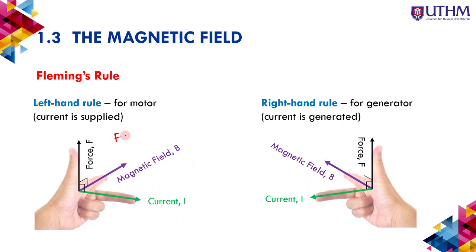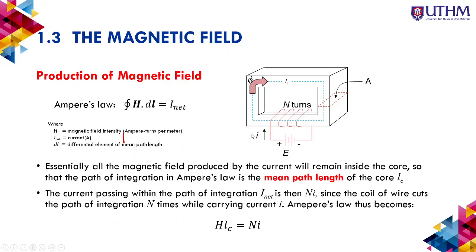Okay, FBI. Always remember FBI. So F starts from our thumb. FBI: I is the current, B is the magnetic field. The same goes for the left hand rule. The left hand rule is for motor movement, for the motor action, and the right hand rule is for the generator action. Okay, so the production of the magnetic field.